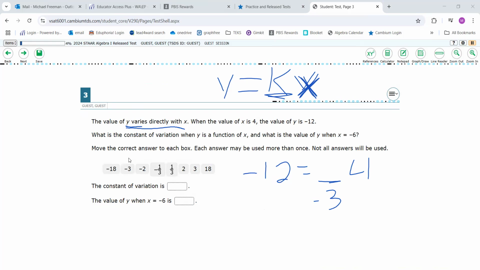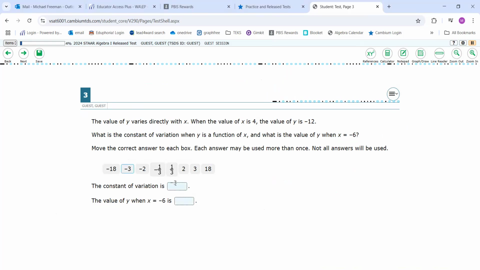times negative 3 is positive 18. Let's clear all my annotations. Okay, so that means my constant of variation was negative 3, because 4 times negative 3 is negative 12. And if that's my constant of variation, negative 3 times negative 6 is positive 18.